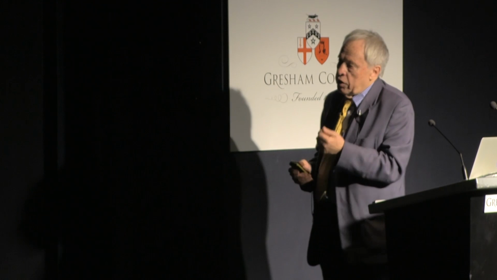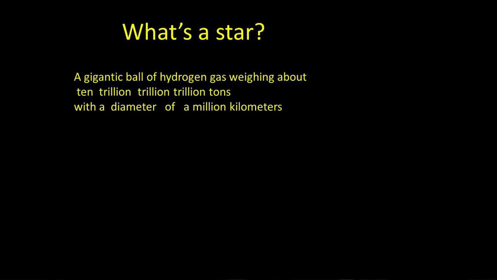So basically, it's just a gigantic ball of hydrogen gas. Here's the weight of our sun, roughly 10 trillion tons. Its diameter, about 1 million kilometers. So that's what we measure for the sun, 96 million miles away.